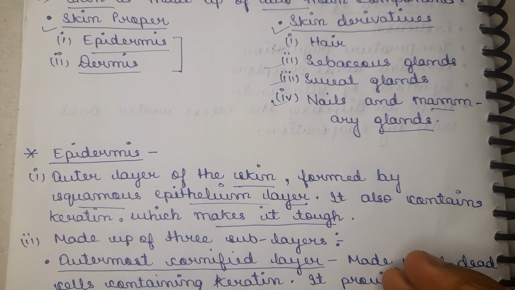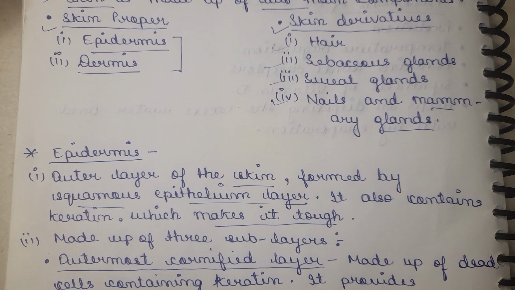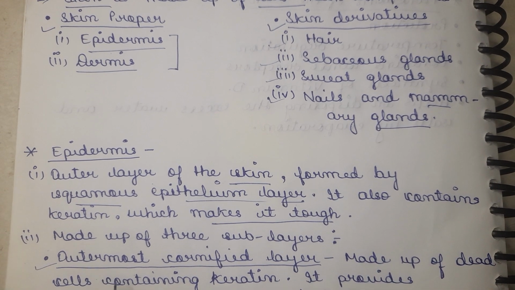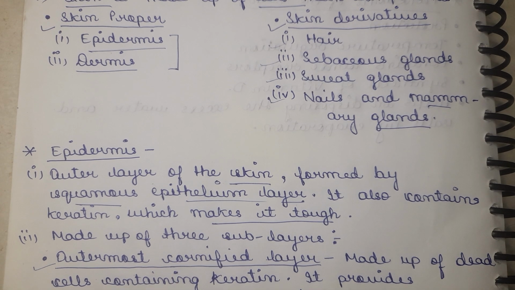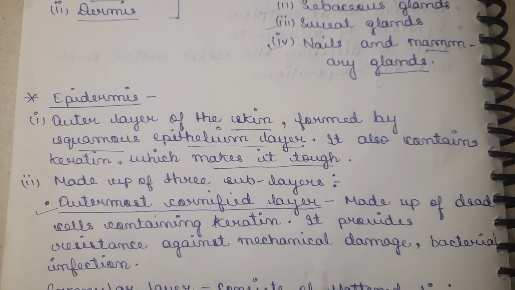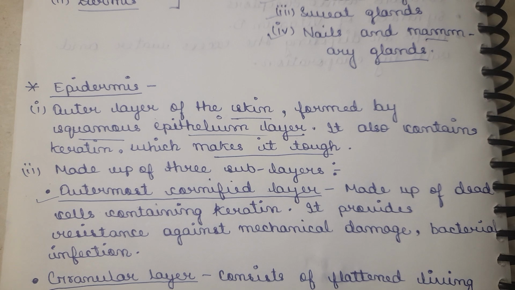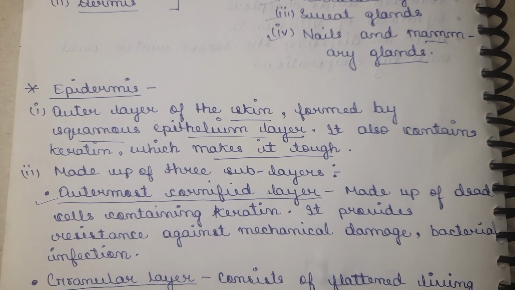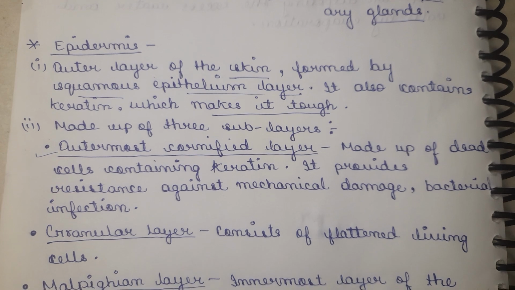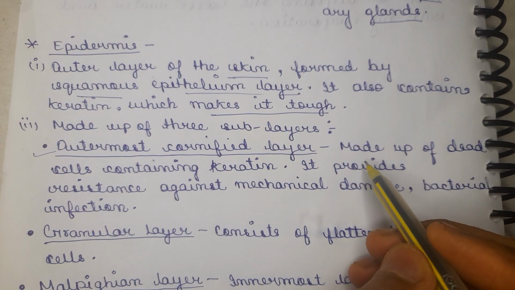And this epidermis is made up of three sub layers. The first layer is the outermost layer of the epidermis, also known as the stratum corneum. The second layer is the internal or granular layer, and the third one is the malpighian layer.